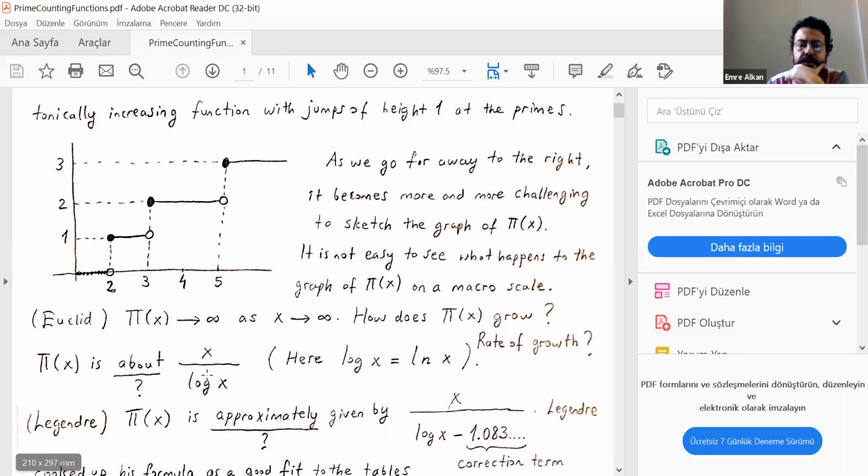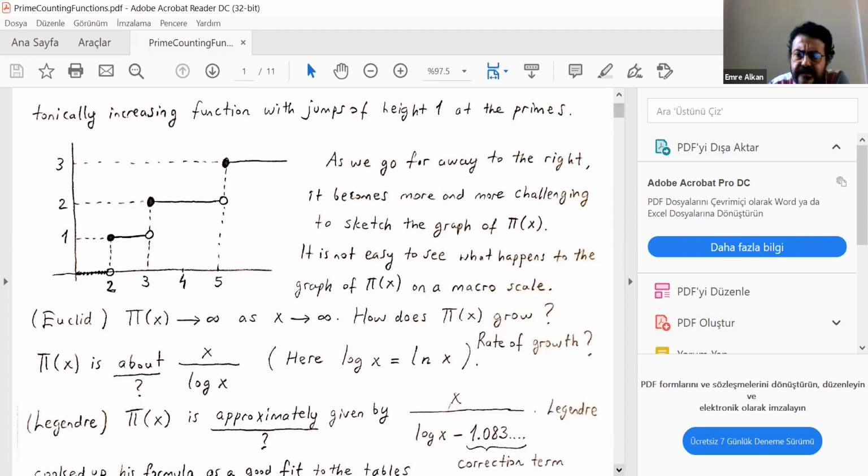So pi x is about x over logarithm of x. Of course, this is not precise, so I made a question mark here. What do we mean by about? That needs precision. Well, of course, logarithm is always the natural logarithm for us. So I indicate that, and if you have a different logarithm, I will make it clear.